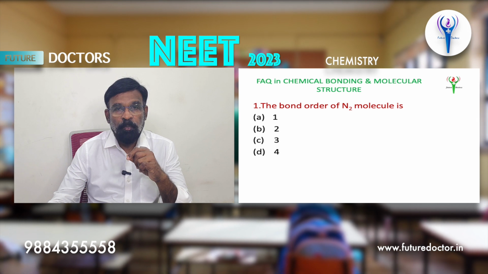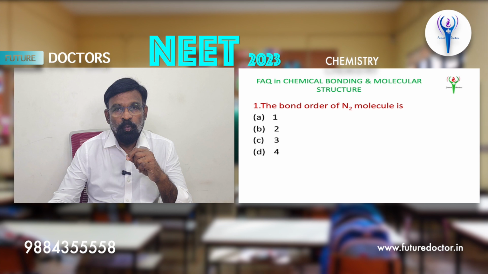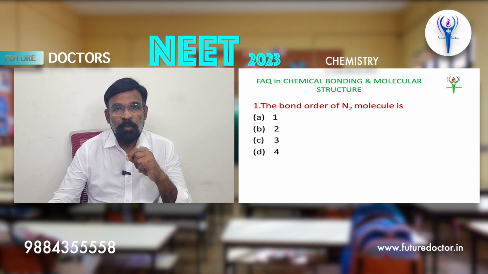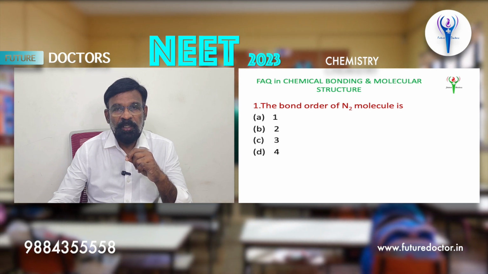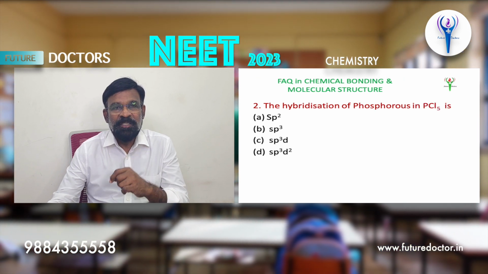First question, the bond order of N2 molecule is option A, 1, option B, 2, option C, 3, and option D is 4.